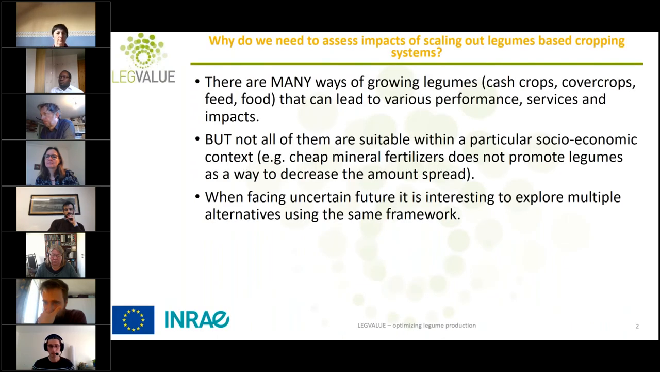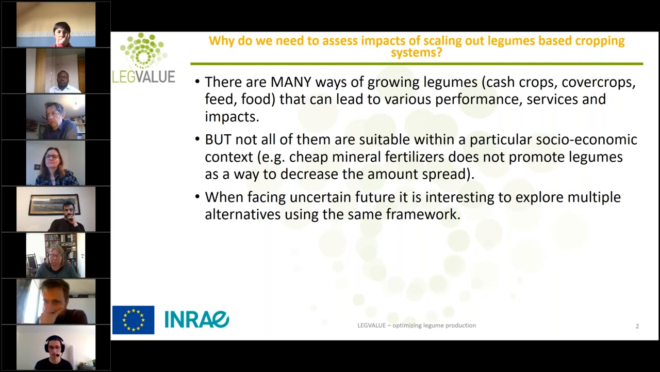So it has been stated in the previous presentation that legumes can provide a very wide range of services that can be used, for example, as cash crop, cover crops, for feed, food, etc. And they can lead to very various performance and services depending on how they are used. So in the near future, these systems, including more legumes, will probably scale out following driving forces from market, policies, technological advance, and things like that.